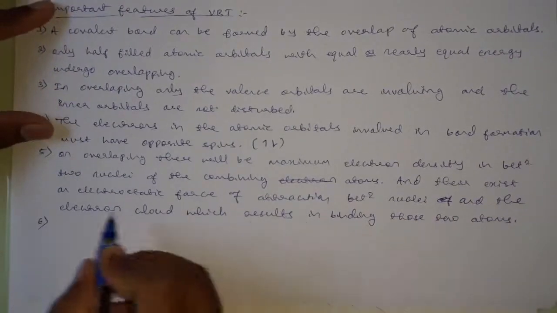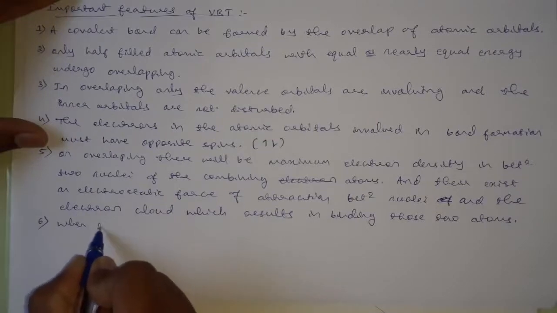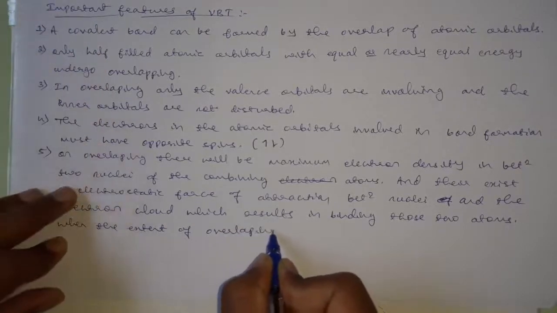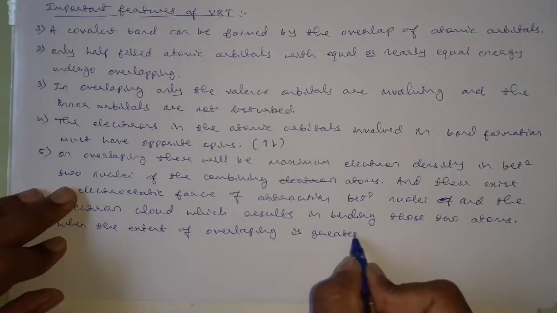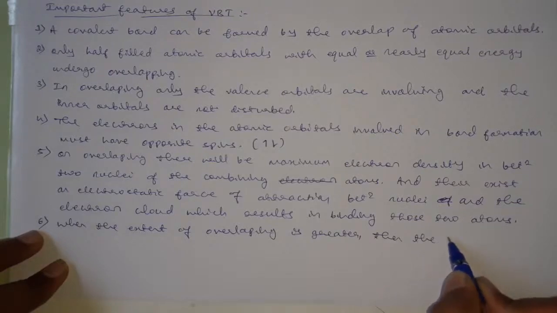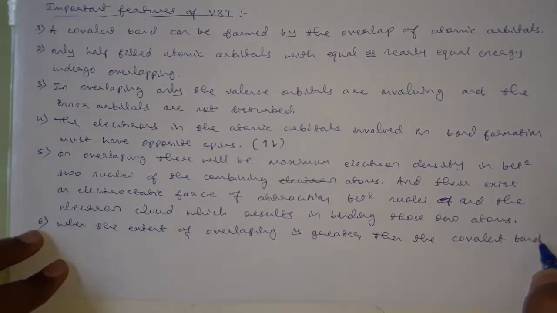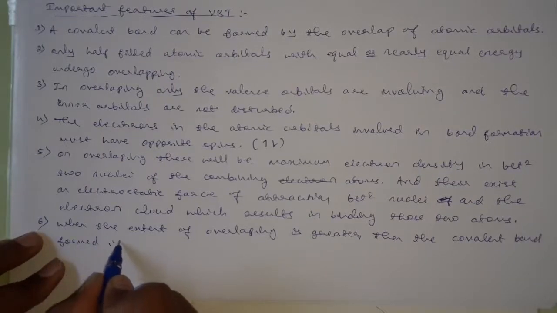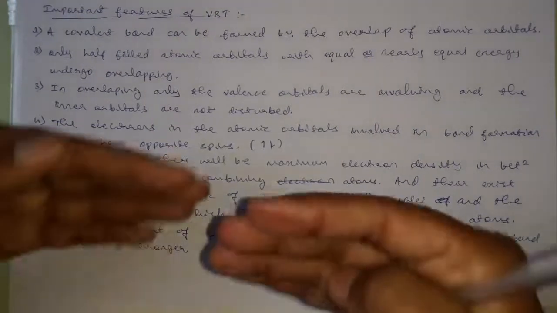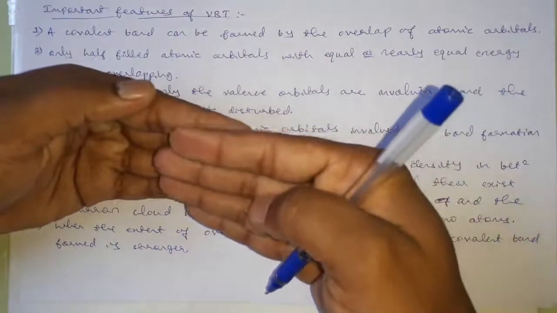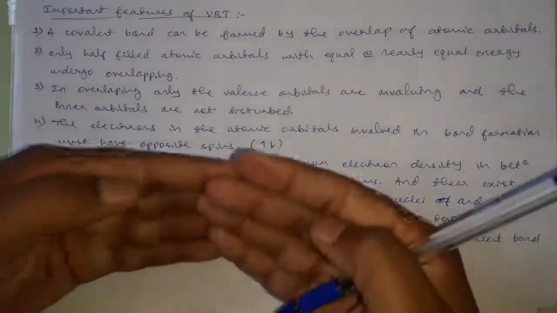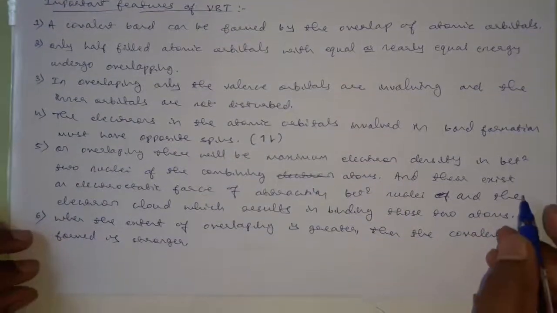And the sixth one is that when the extent of overlapping is greater, the covalent bond formed is stronger. This tells that if the extent of overlapping is more, then the formed covalent bond is very strong. More the overlapping, higher will be the strength of that covalent bond.